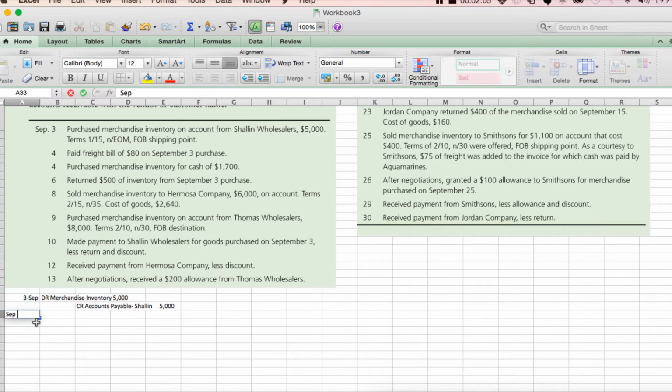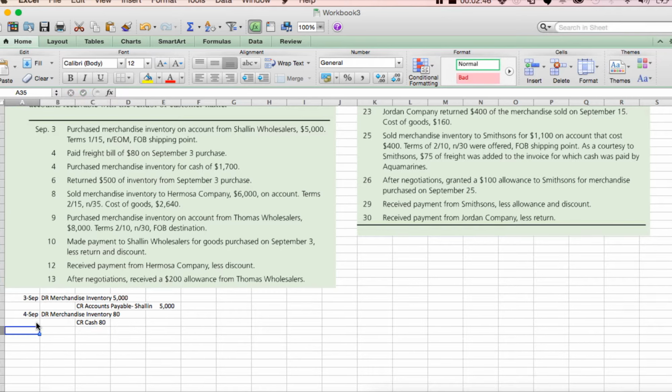Now, September 4th, it says paid freight bill of $80 on September 3rd purchase. So again, since we said that was FOB shipping point, the responsibility for that shipment started the second that it left the warehouse for Shallon. So we're paying for the shipping charges and any expenses if it gets damaged on the way. Okay, so again, this just increases our merchandise inventory for $80 and credit to cash for $80.